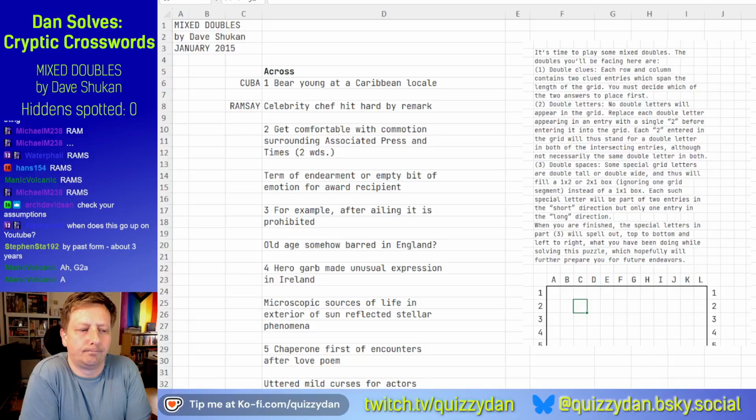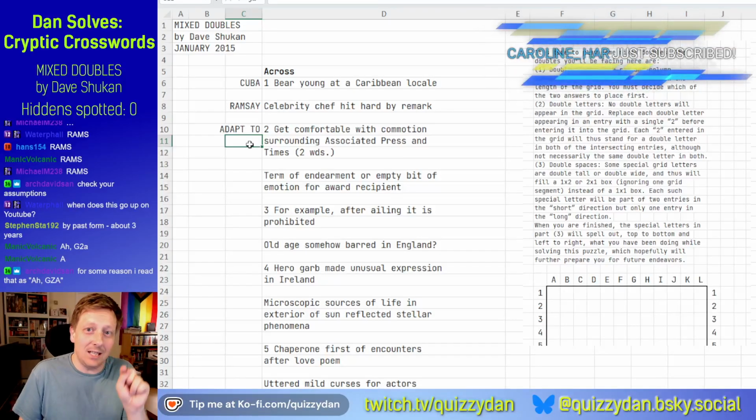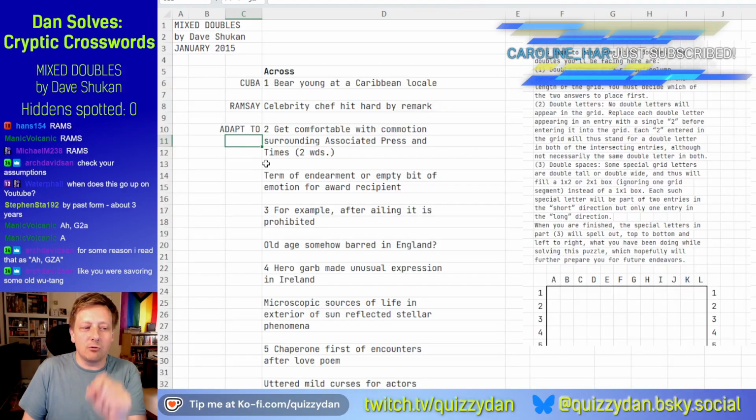So commotion could be an ado. Adapt to. So you've got a do around AP and times. Well, time can be T, so times can be TT. Pluralise it. So that's adapt to. And of course, that will get put in the grid as ADAP, the number 20.